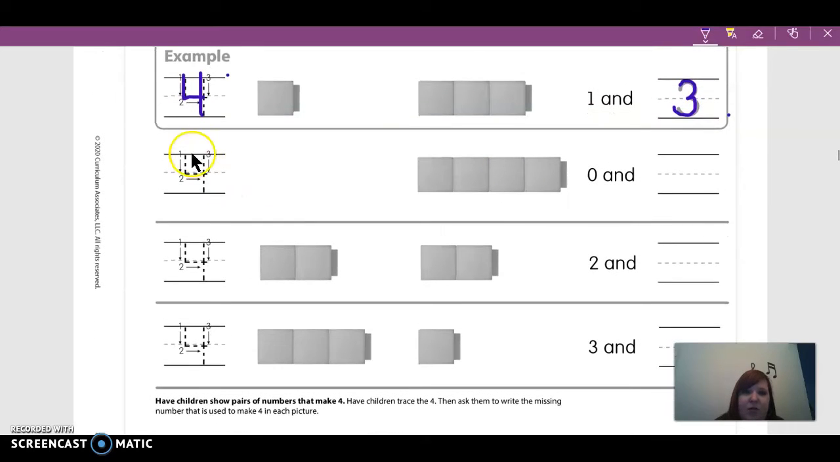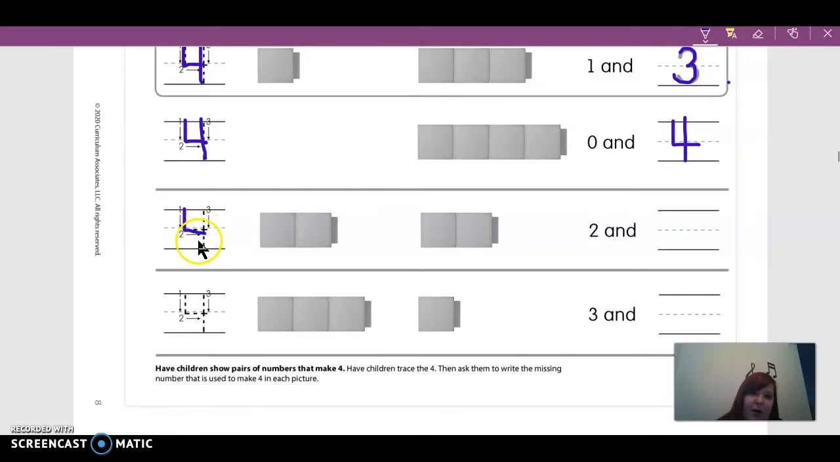Okay, the next one. Trace your number 4. How many are in the first part? Correct, there are 0 in the first part. How many in the second part? 4. So you have 0 and 4 make 4. So your number sentence over here, 0 and 4 make 4.